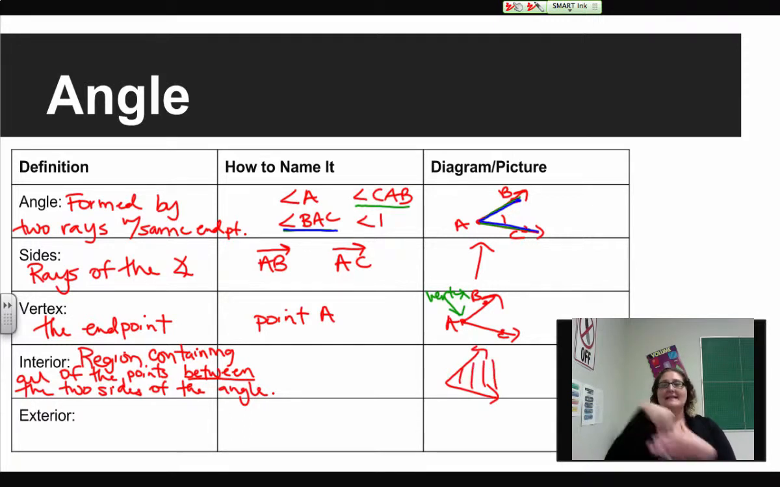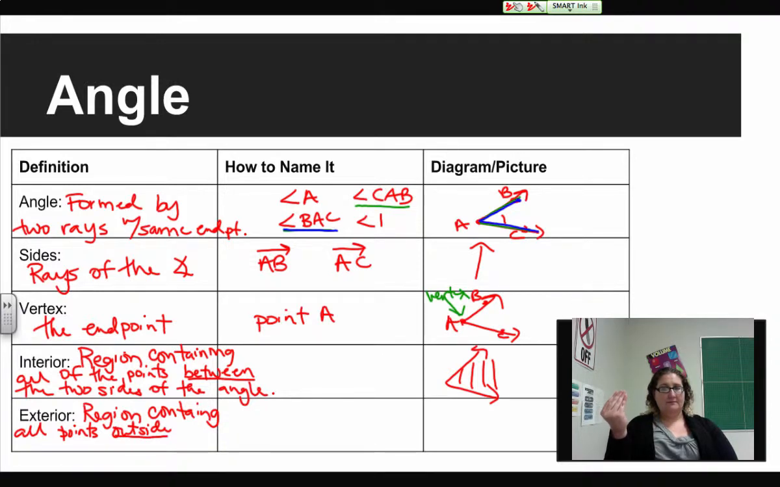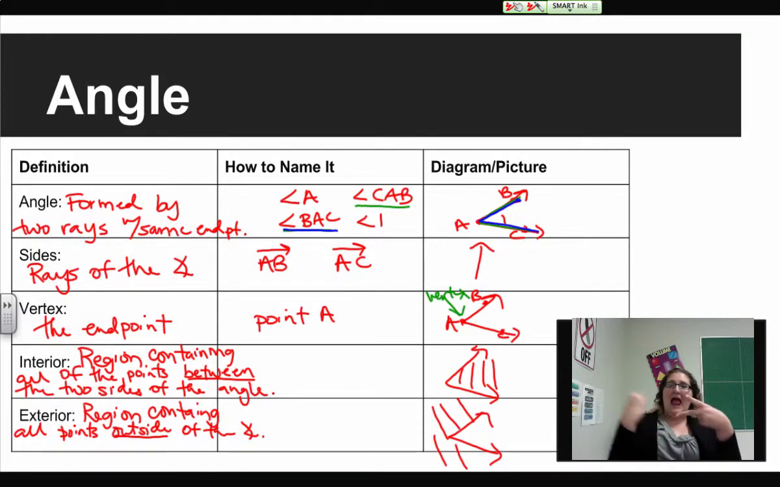That's the interior. The exterior is the region containing all points outside of the angle. And so again, if we have, here's our angle, all the stuff outside of it is the exterior.